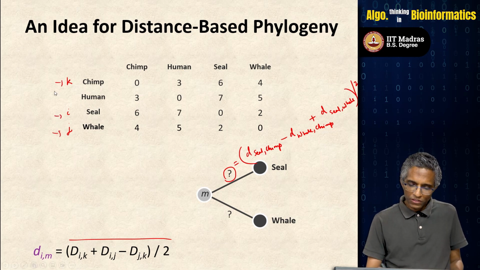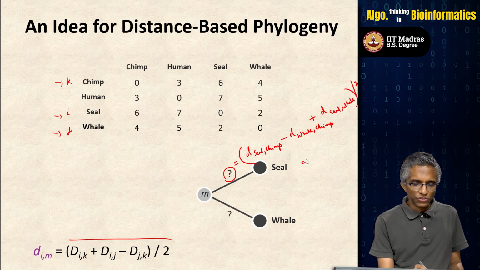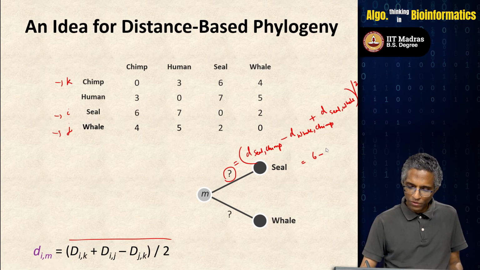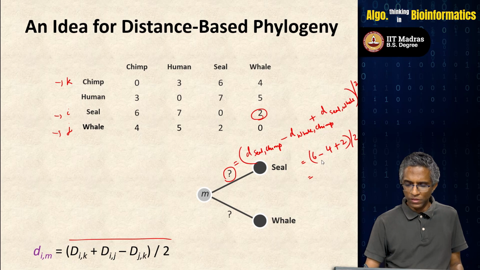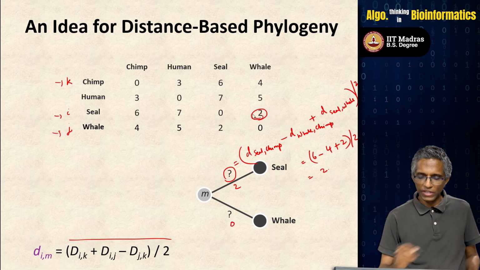Okay. So, then d seal to chimp is going to be 6, whale to chimp is going to be 4, seal to whale we know is 2 already. That was this 2 divided by 2, which will be 2, right. So, this question mark is going to be 2 because this is 2 and this has to be 0, because both of them have to add up to 2.